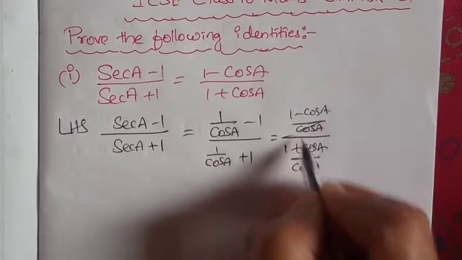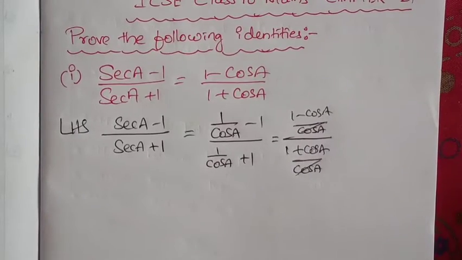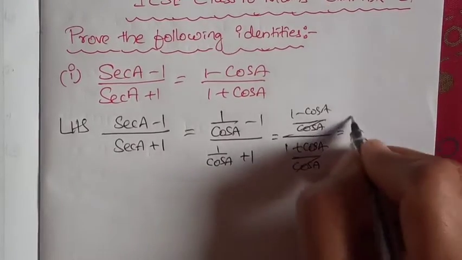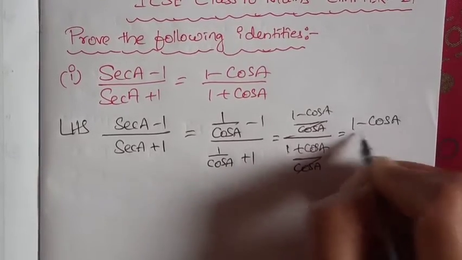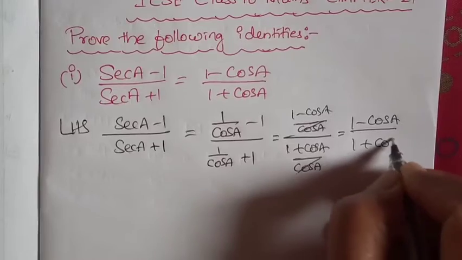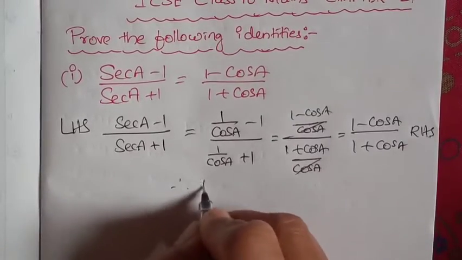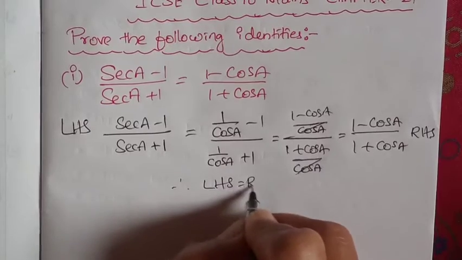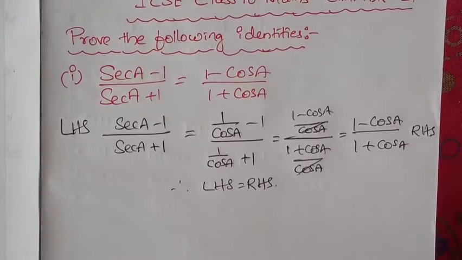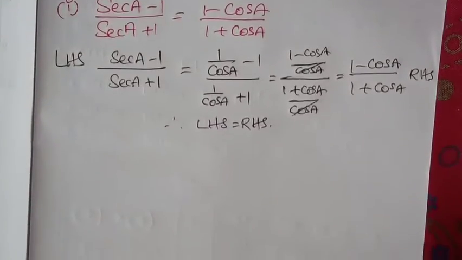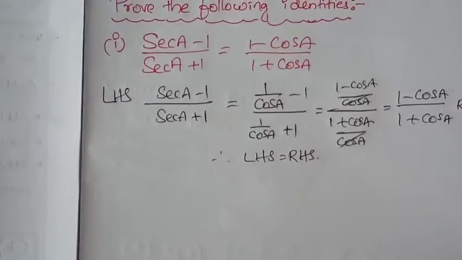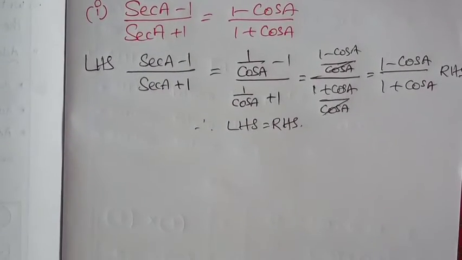Okay, cos A, can we cancel it? Yes. Now the leftover is (1 minus cos A) by (1 plus cos A). This is RHS. Hence LHS equal to RHS. Okay, children? Yes. Next question. What is the second question?